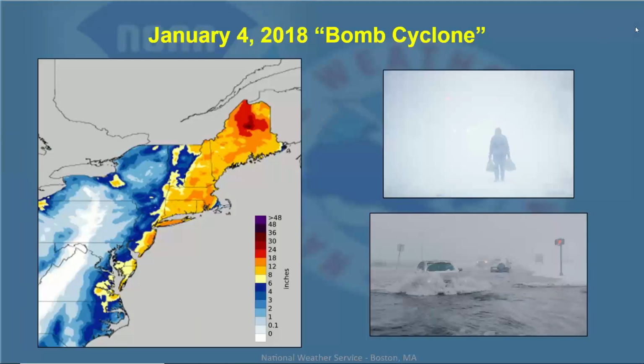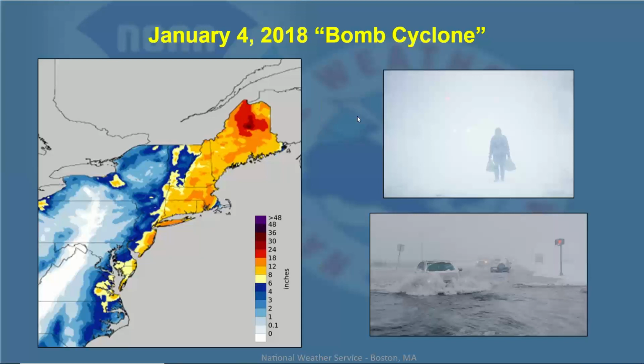And this was basically a week later, January 4th, 2018. This was a bomb cyclone. A bomb cyclone is basically defined as where the center of low pressure drops 24 millibars in 24 hours. So that's a rapid intensification of a storm system.